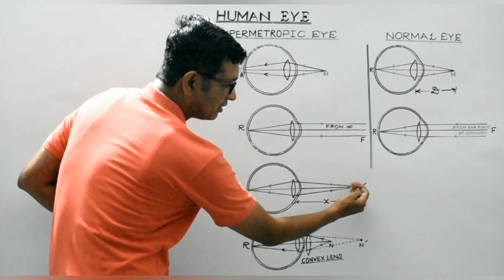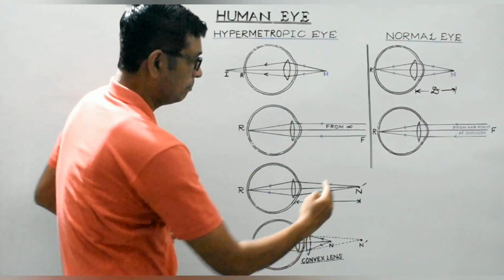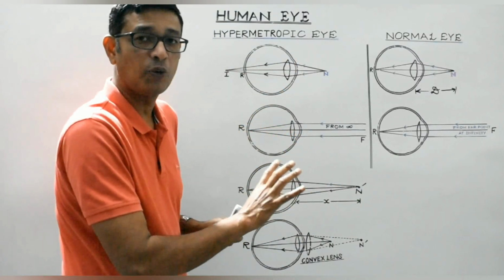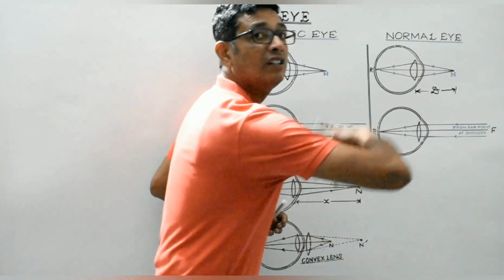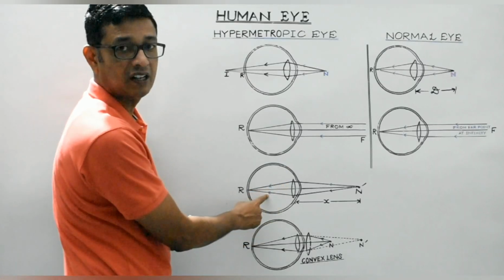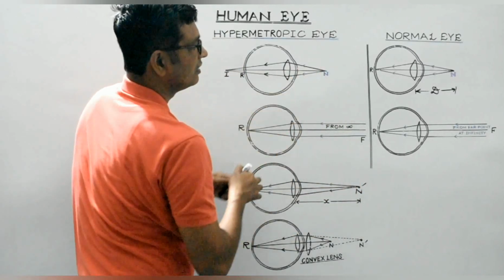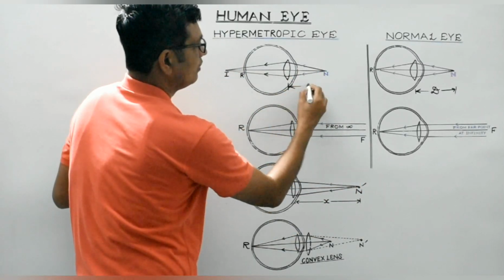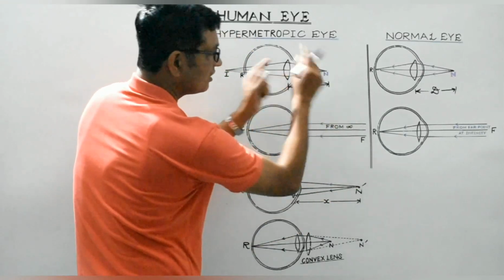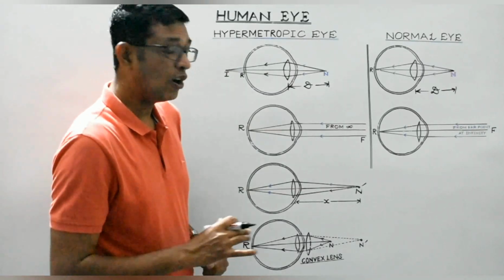So, if the distance of the object is reduced, then the image is formed behind the retina. In that case, it will be blurred. But beyond this distance, the image is formed at the retina. So, this person will be able to see the object clearly if the object is placed beyond N dash. N dash is the near point of this hypermetropic eye, which is represented by x, and obviously this x is greater than this distance, which is the least distance of distant vision for the normal eye. So x in this case is greater than capital D. Is it clear, students?